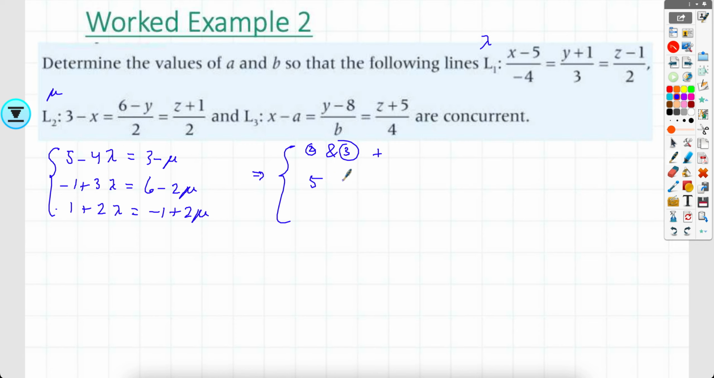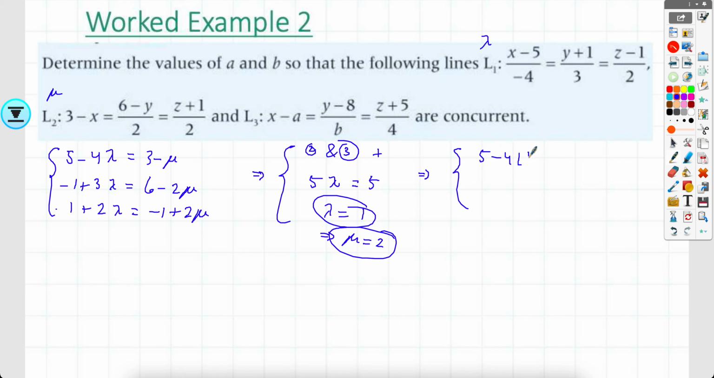5 lambda. When I add these two together, the mu's cancel out and the negative 1 and 1 cancel out, so you end up with 5 lambda equals 5. So lambda is equal to 1, which implies, if you substitute, that mu is equal to 2. So I have this, and let me check that they fit the first equation. So 5 minus 4 is equal to 1, and I have 3 minus 2 is equal to 1. So therefore they intersect.